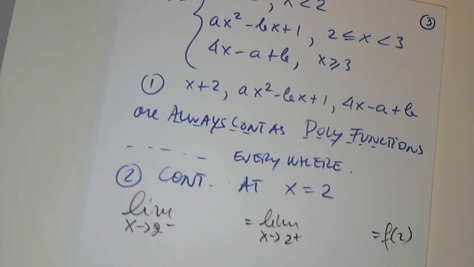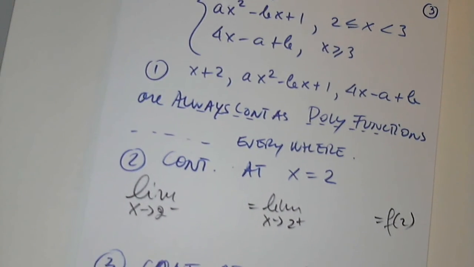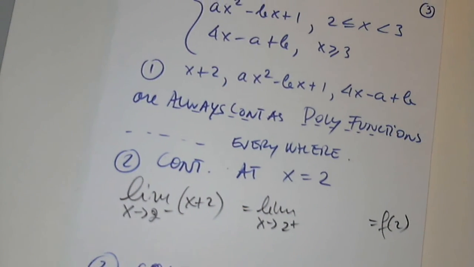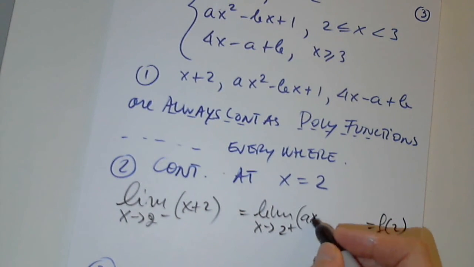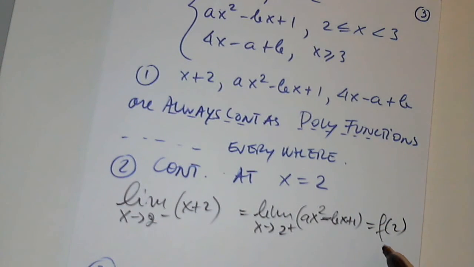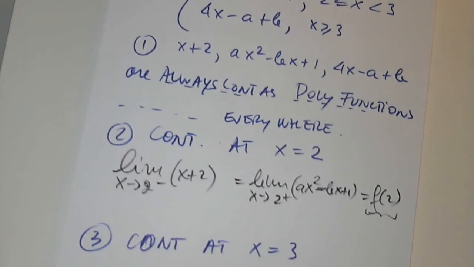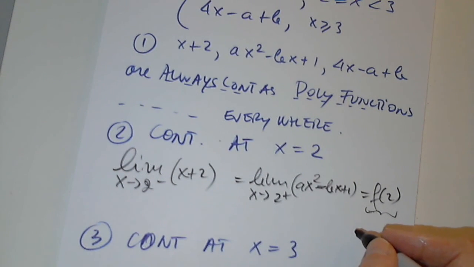Perfect. So please dictate what function we have on the left-hand side of 2. Dictate the function we have on the right-hand side of 2. I'm ready. My markers are drying. The left is x plus 2. Very good. The right is ax squared minus bx plus 1. Good. And can anyone give us f of 2 right here, right now? The second one, good. So it's ax squared minus bx plus 1.